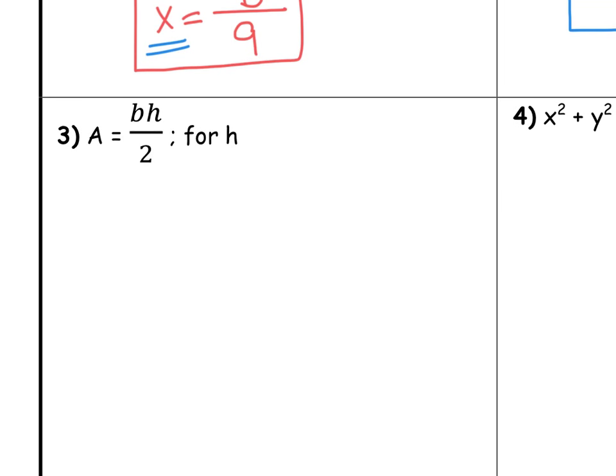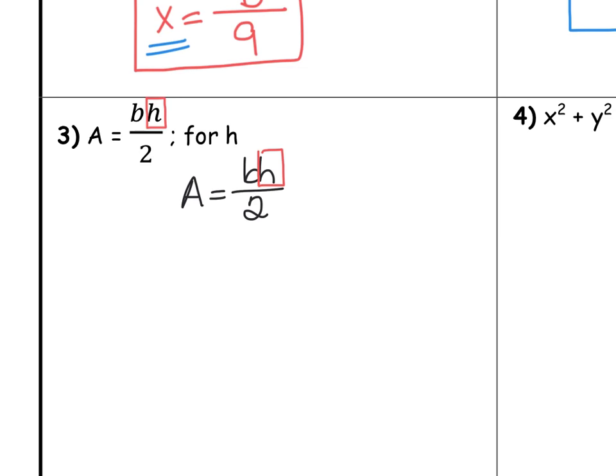Okay, number 3, I'm solving for h, so I'm going to box that in. So that means I need to get rid of the b, I need to get rid of the 2, and I need to get that all over here. So I'm going to rewrite this equation down here so I have some extra room. And this is the formula for the area of a triangle. And again, I'm solving for h.